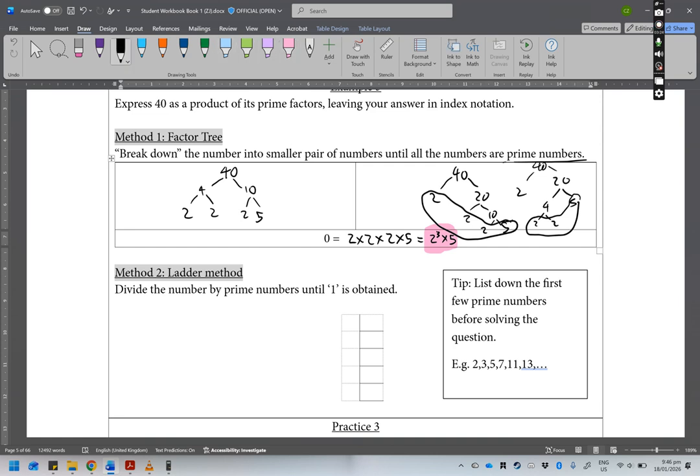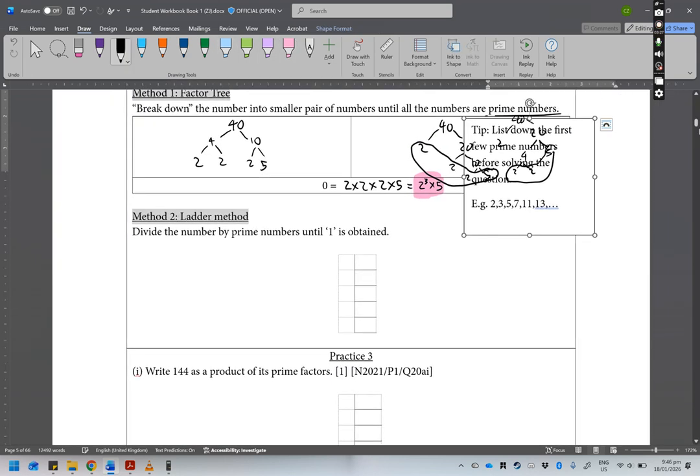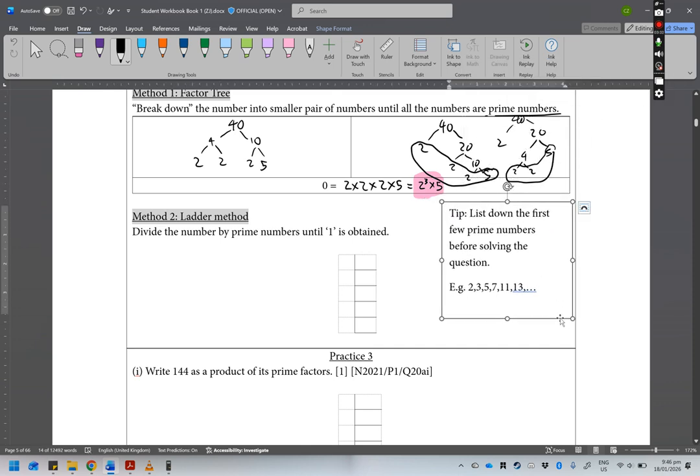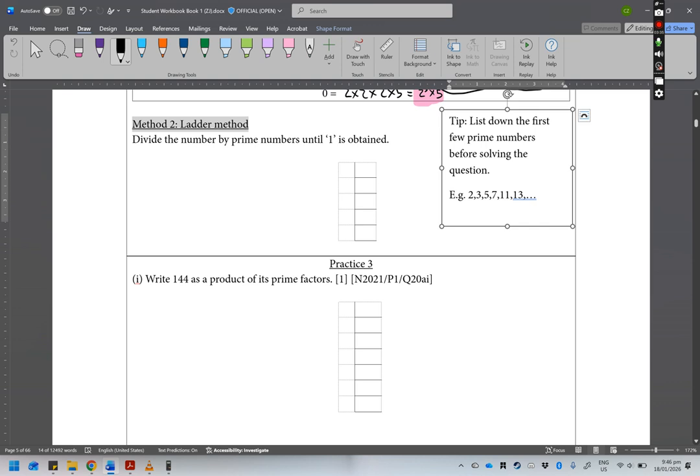Now, the ladder method is very helpful because it can also be used in the later parts. But how do we use the ladder method? We divide the numbers by the smallest possible prime numbers. In the exam, it is good to list down the first few prime numbers, so that it gives you something to refer to, and it reduces any possible panic.